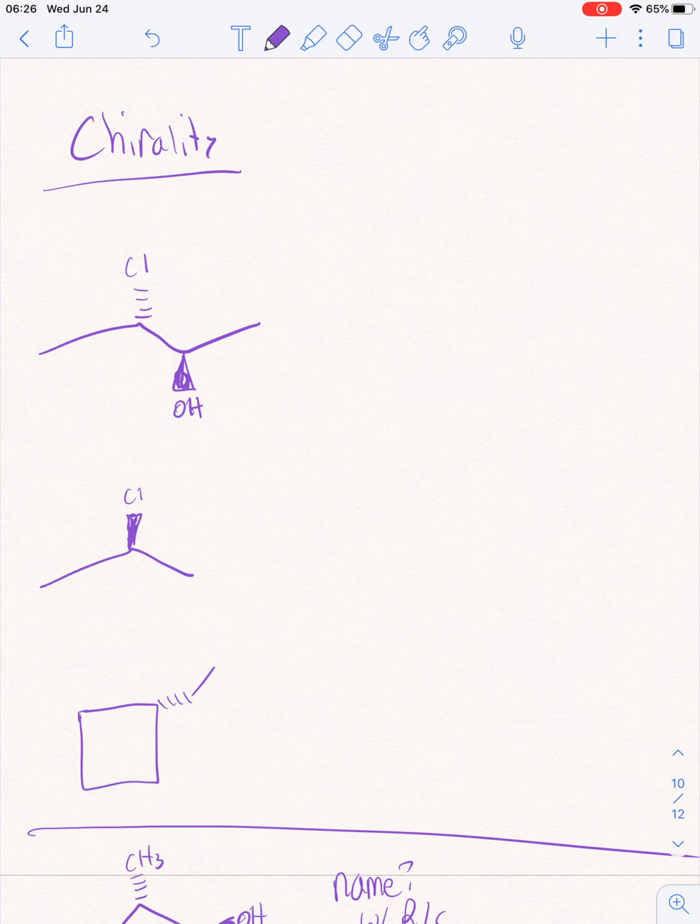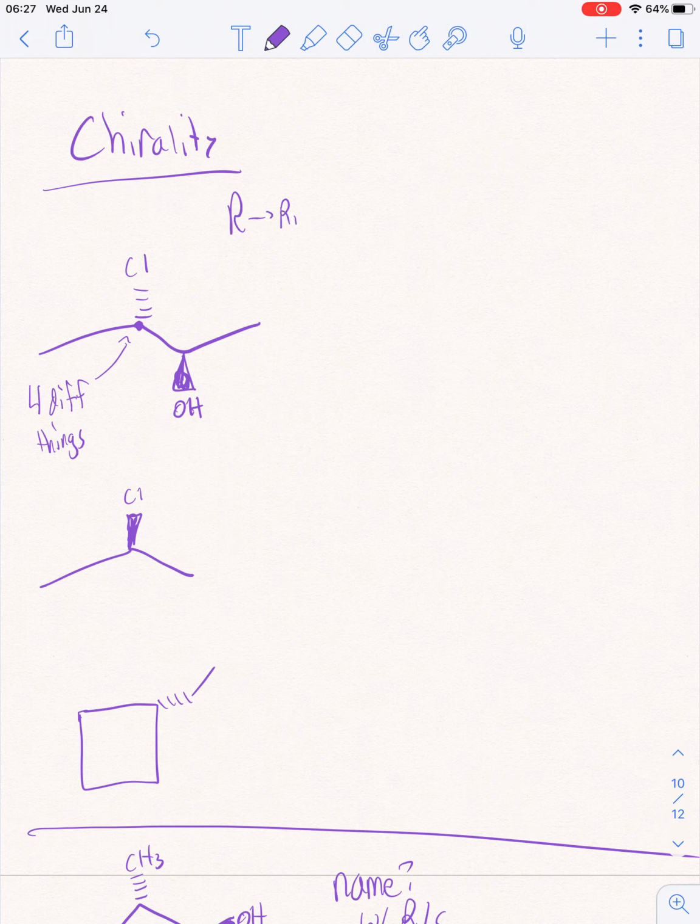So, what does it mean to be chiral? Something that's chiral is something that has a carbon, and that carbon specifically has four different things attached to it. That's just a very, very basic definition. In reality, a chiral center is a carbon on a molecule that rotates plane polarized light a certain way, right?